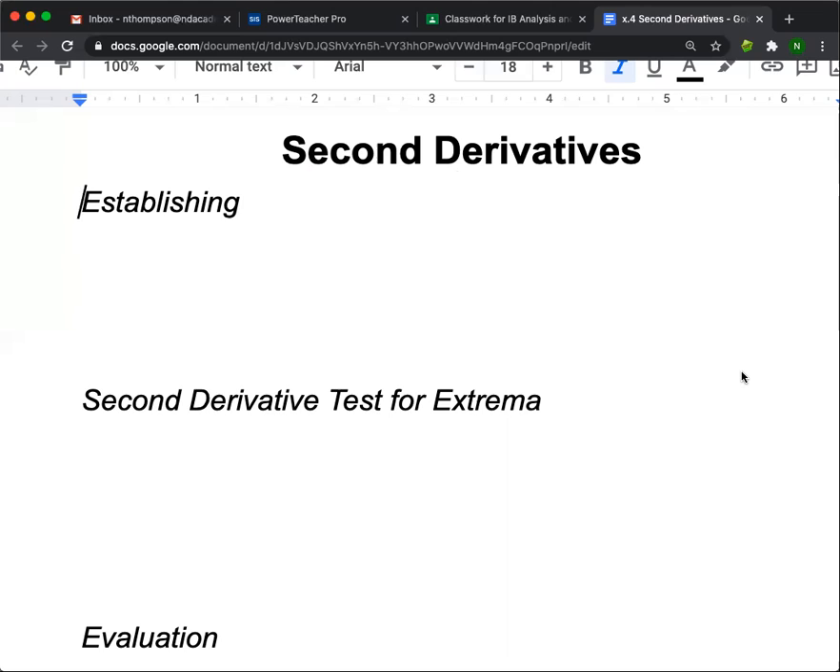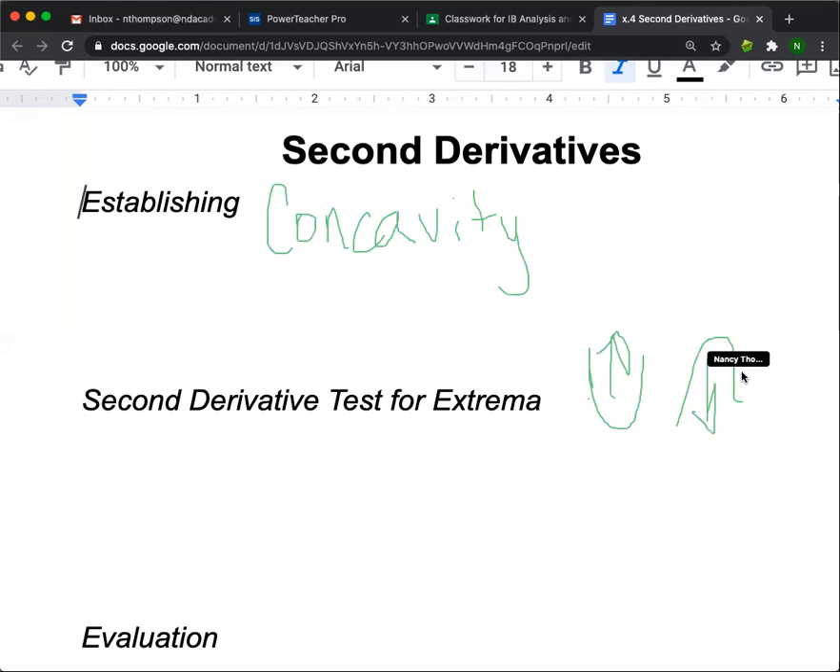So you might recall that a first derivative tells you about slope. The second derivative tells you about concavity. So concavity is about whether it's facing concave up or concave down at a certain point.